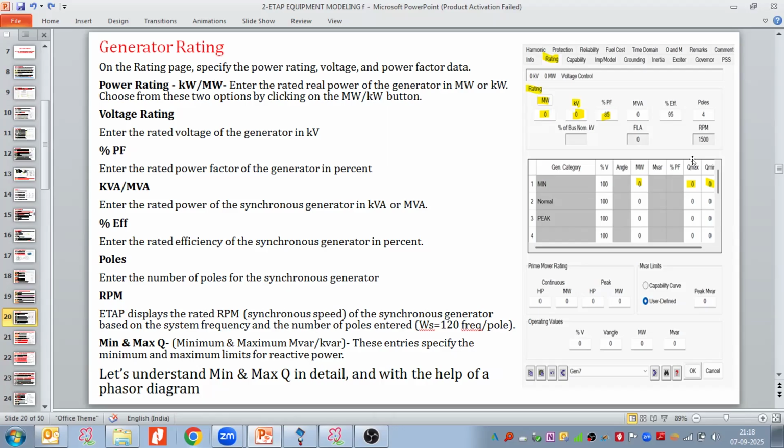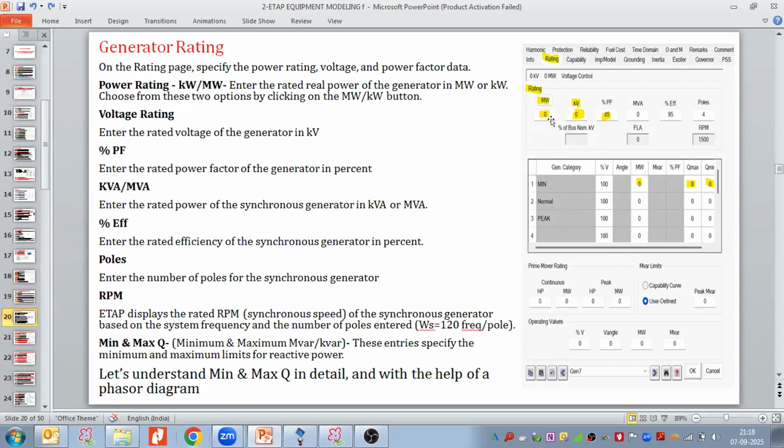Before the calculations, let us see the definition of this Qmax and Qminimum. And before coming to these definitions, let us see what is leading power factor, what is lagging power factor, what is unity power factor, and let us see the phasor diagram. After understanding the phasor diagram, we will understand the leading and lagging power factor, and then we will understand the Q and Qmax and Qminimum. So first of all, what is the Q? Q means your reactive power, right?